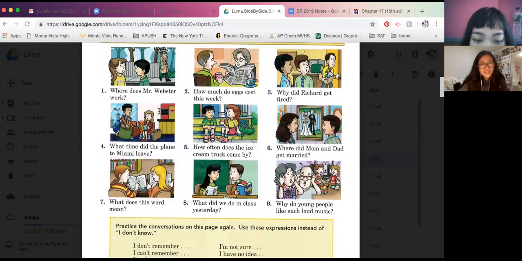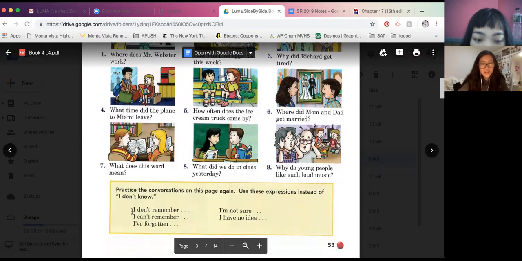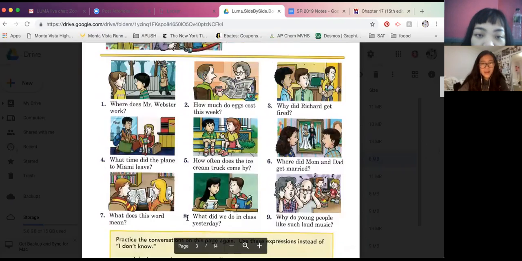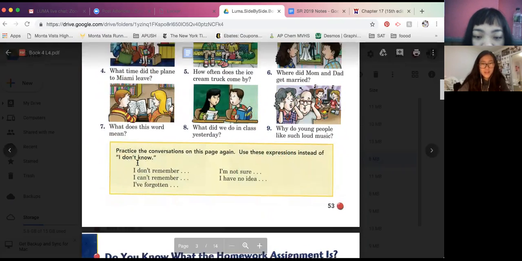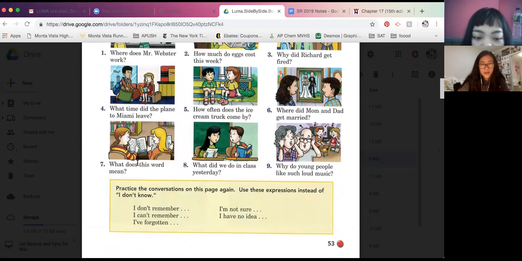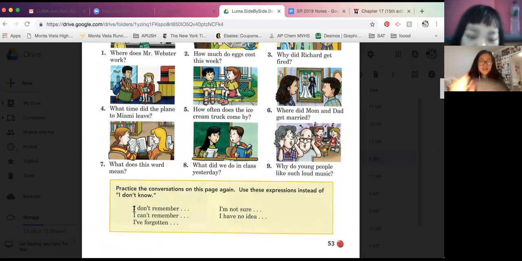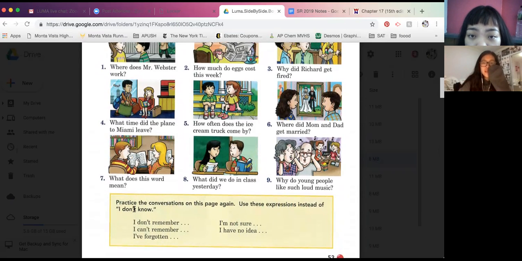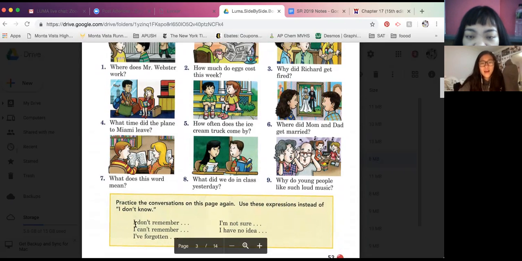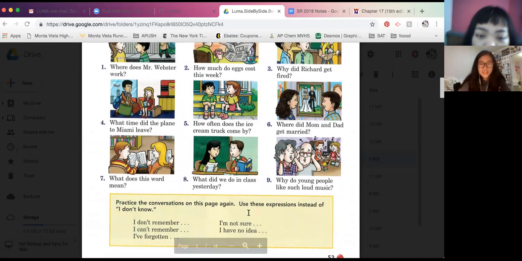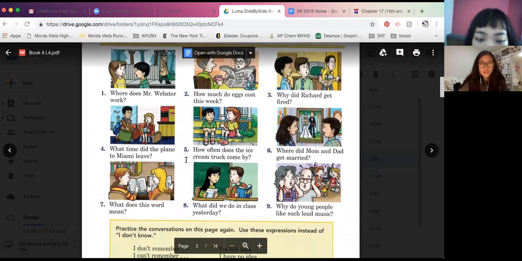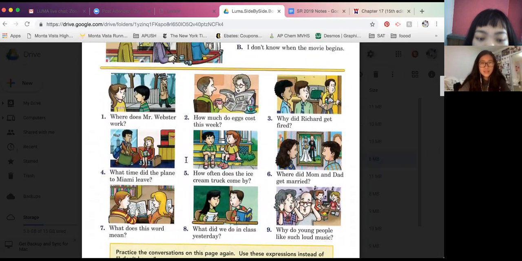Okay. And for this one, I guess we can just do all of them. Don't use I don't know for all of them, but you can change it up with I don't remember, I can't remember, I've forgotten, I'm not sure, and I have no idea. I think you can't use all of these for the same things because they don't mean the exact same thing. Like I don't remember is 我不记得 and I'm not sure is 我不确定, so the 意思 is not exactly the same. So you can pick and choose whichever one makes most sense.